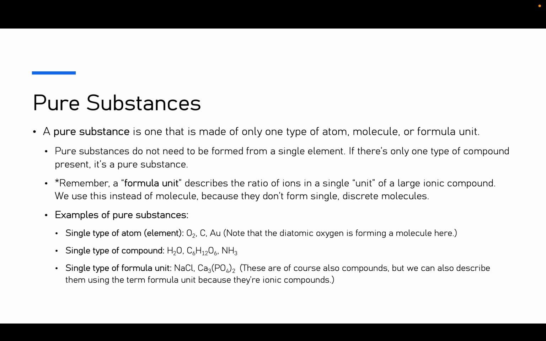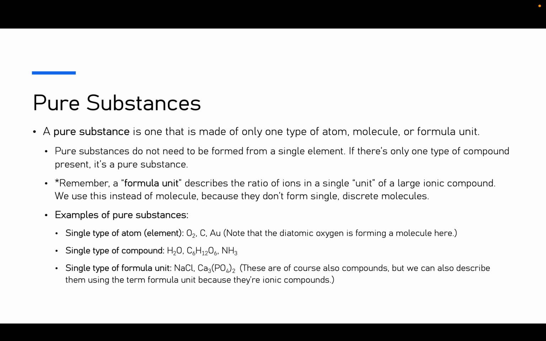Let's look at some examples of pure substances. The one that everybody's probably thinking of is the single type of atom, in other words, an element, and you see some listed there. Note that some elements will hang out together in pairs just by their nature. We call those diatomic. Oxygen is one of those. So even though there are two oxygens hanging out together, this is still an element, and of course this is still a pure substance.